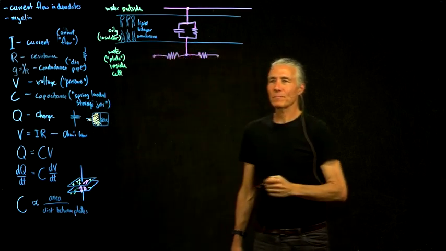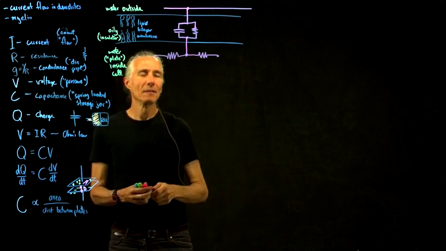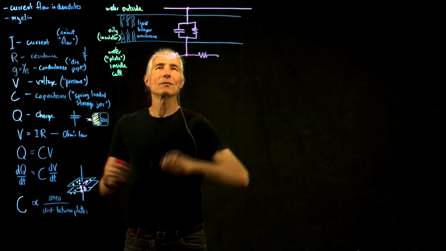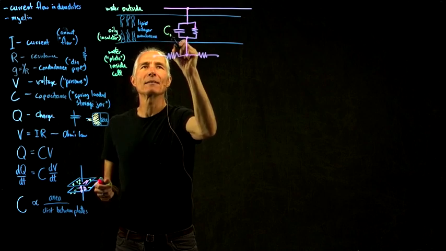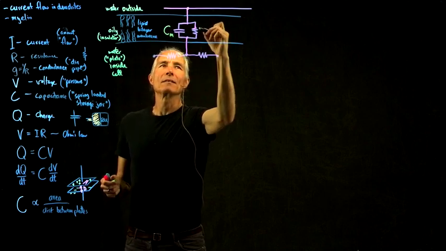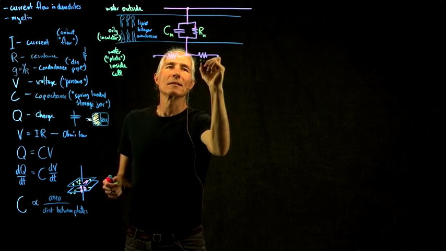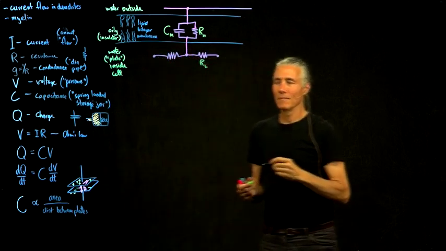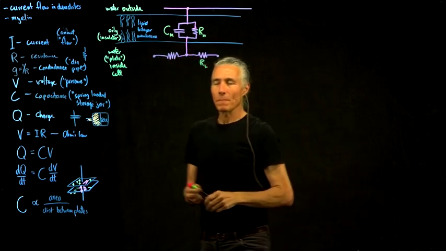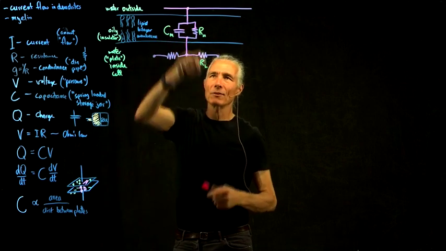So that goo that's inside the cell has a resistance. And so what are these things? This is the capacitance of the membrane. This is the resistance of the membrane, and this is the resistance longitudinal. So that's the little piece of the membrane conceptually modeled as an electrical circuit.